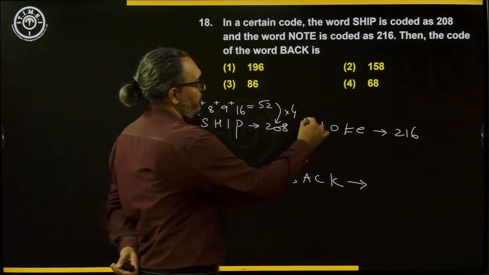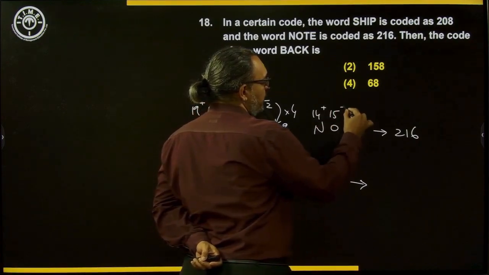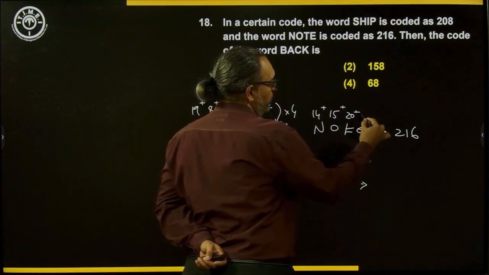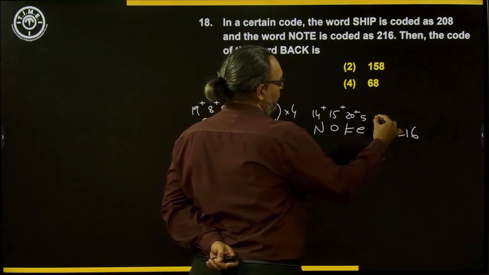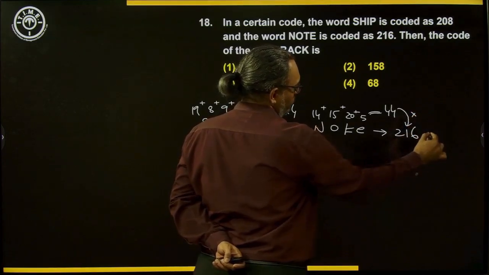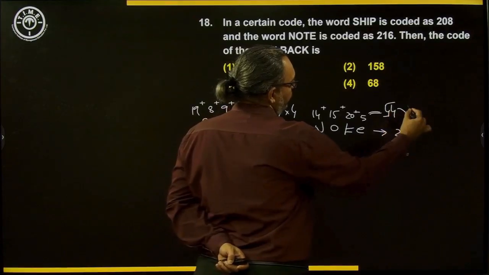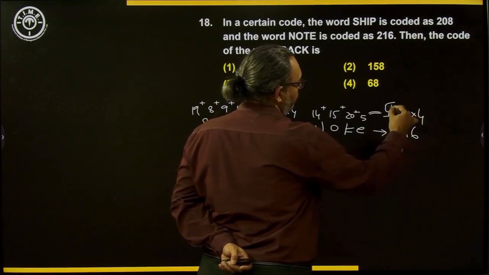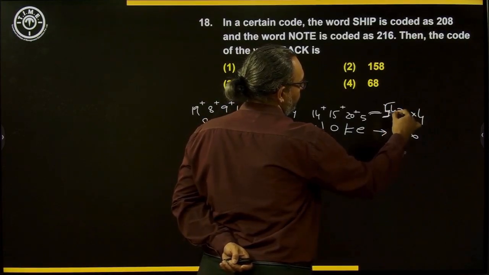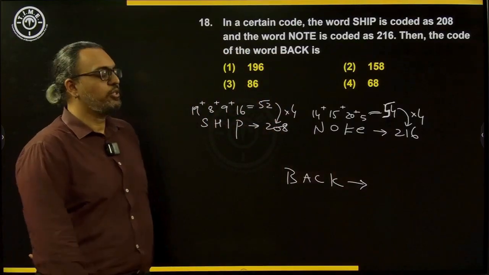Correct? So same way, 14, 15, 29 plus 20 is 49 plus 5 is 54. And again, into 4. 54 into 4, you get 216.